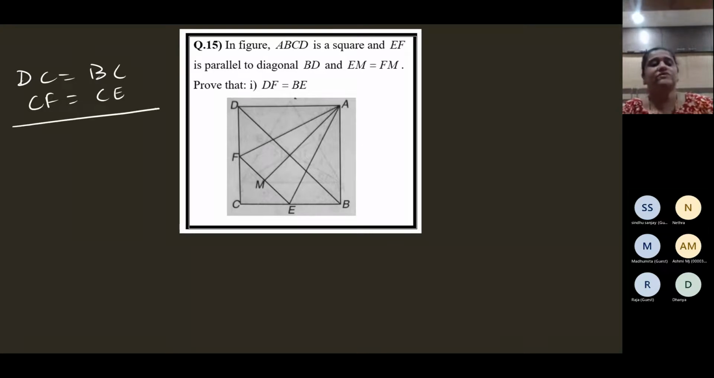We're going to prove that CF is equal to CE and subtract these two results. So we'll get DF minus CF is DC minus CF, DF is equal to BC minus C is B, like this.